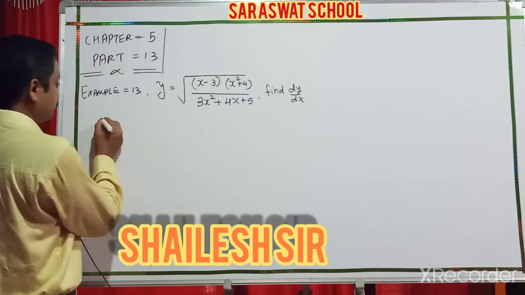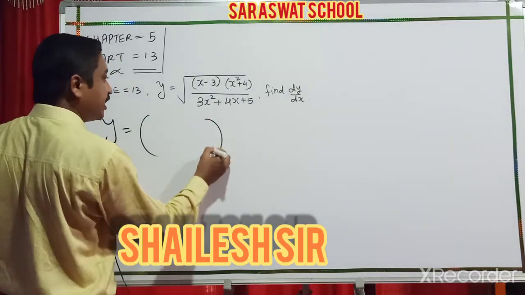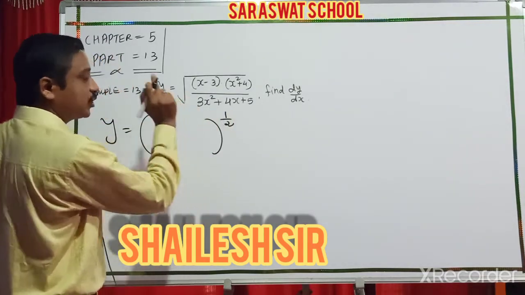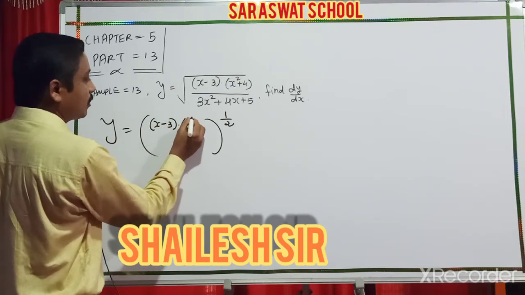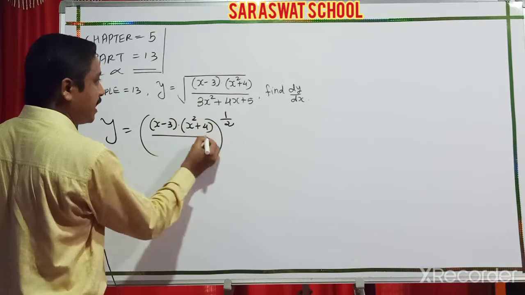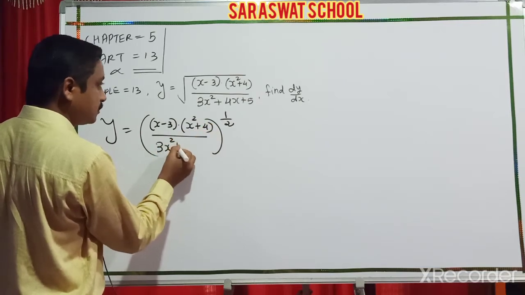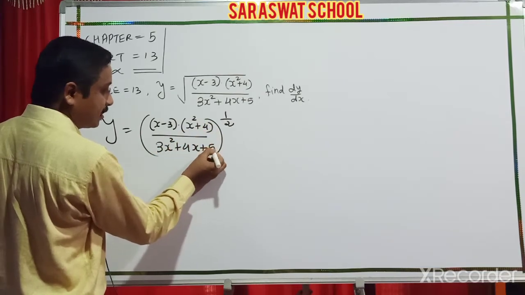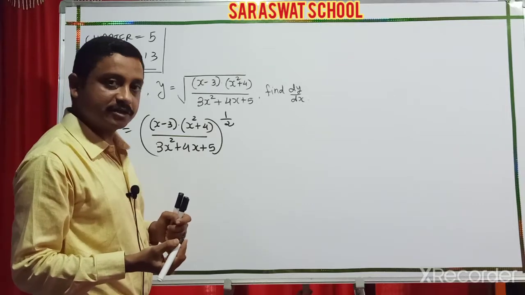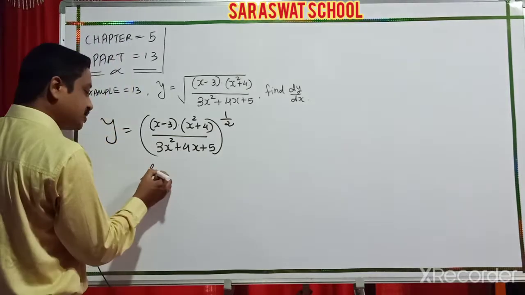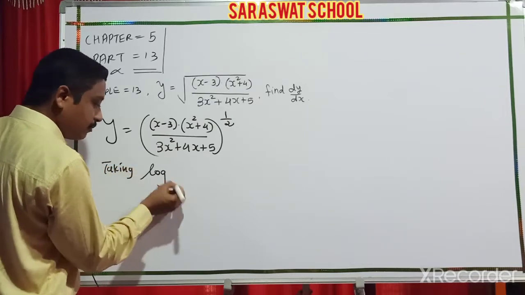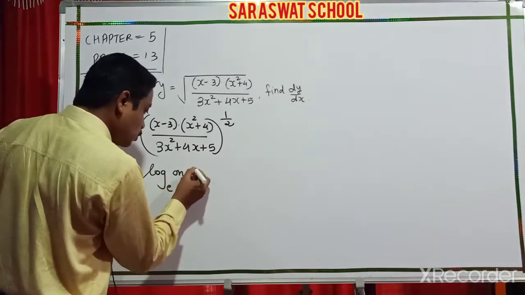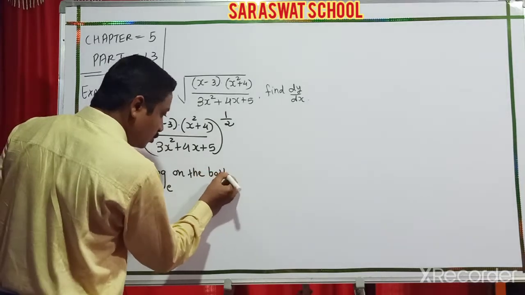I am just taking the given term raised to the power half, because the root is given, and the other part is the same as it is, divided by 3x square plus 4x plus 5. Now I start the derivative, but first take log on both sides. So taking log base e on both sides.